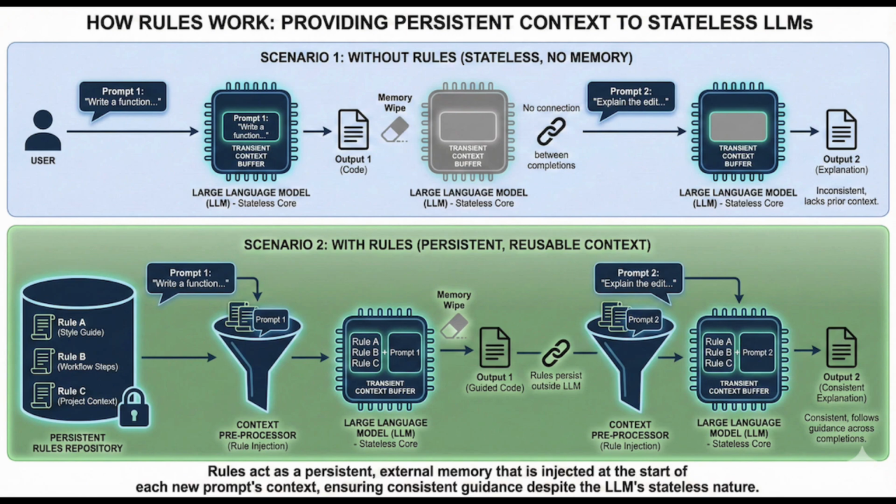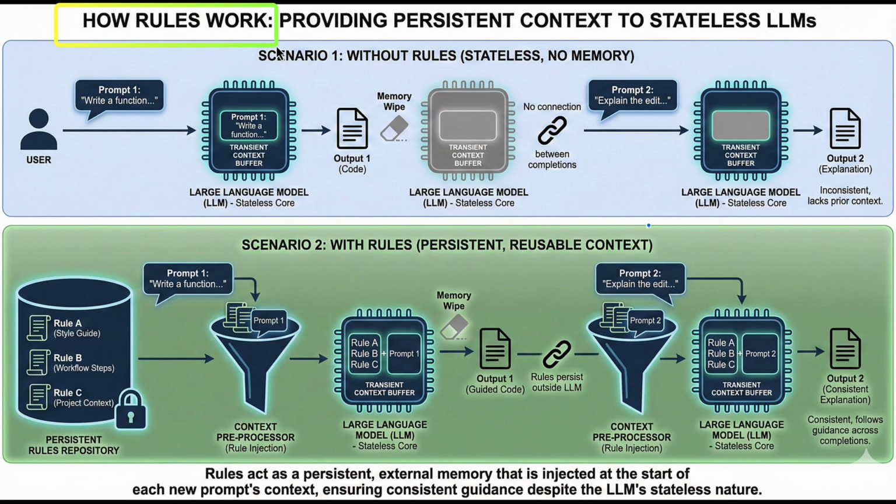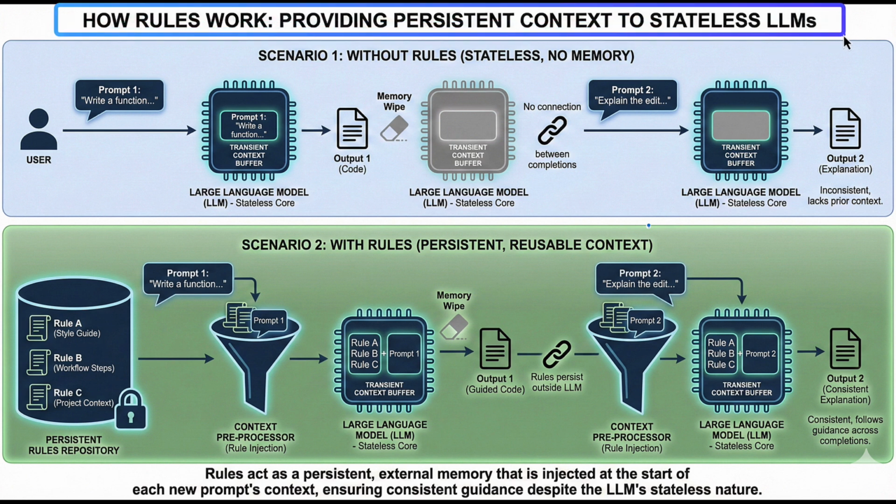So let's dive in. We are going to learn about how rules work, and that is by providing persistent context to stateless LLMs. This is a great diagram that visualizes a very abstract concept in AI development: how to make a forgetful AI behave consistently. Large language models, and that is LLMs, are like a brilliant goldfish. They have incredible processing power for the task right in front of them, but zero long-term memory of past conversations once a task is finished.